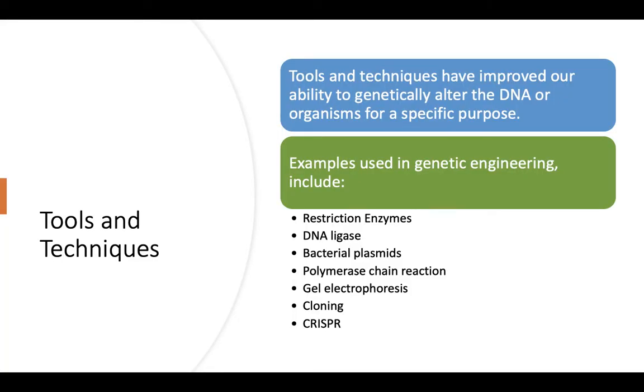So there are 7 tools and techniques that we're going to focus on, and these are examples that are used in genetic engineering. So in your notes, you're going to write down these 7 examples: restriction enzymes, DNA ligase, bacterial plasmids, polymerase chain reaction, gel electrophoresis, cloning, and CRISPR-Cas9.